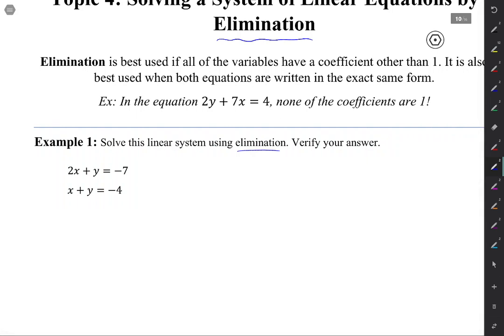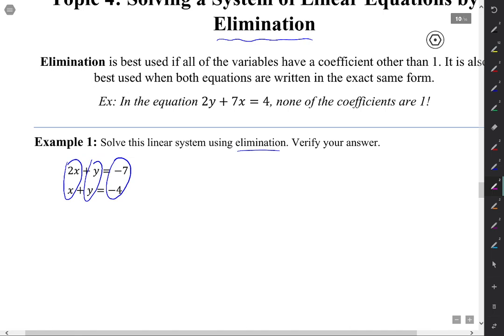Now, it also says that it's best used when both equations are written in the exact same form. What I mean by that is all the x's line up and the y's line up and then the constants line up. And they have to be on the same side of the equal sign. So you'll notice that we have our terms with the x and then our terms with the y's, and then we have our equal signs right here, and then our constant terms. So both of these equations are written in the exact same way.